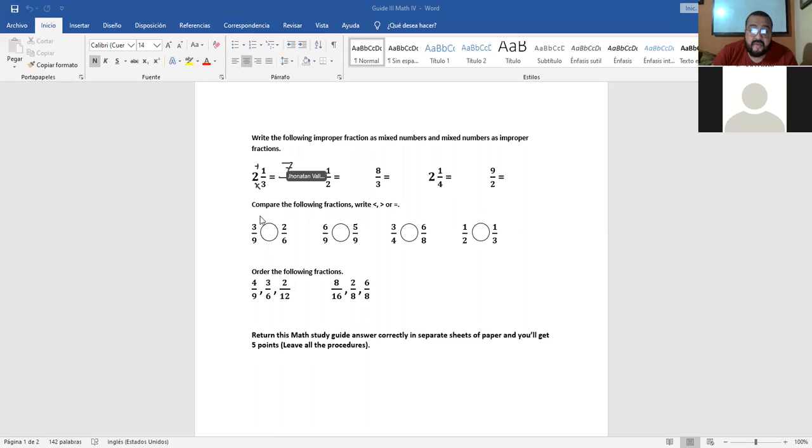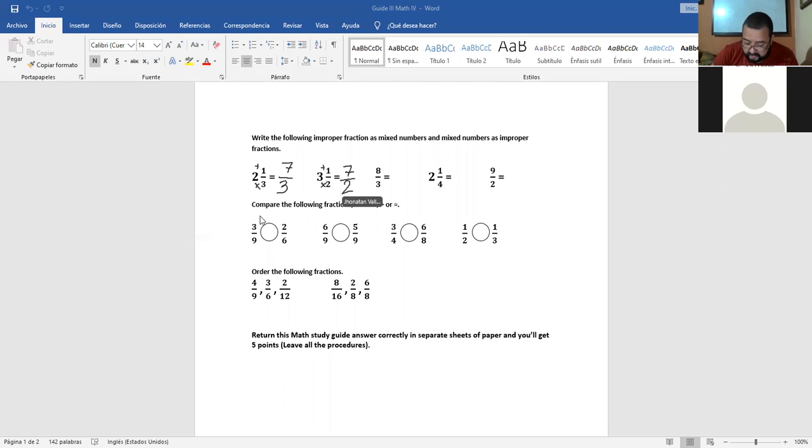You're going to put 7 in the numerator, and the denominator is going to be the same, in this case 3. So you're going to write 3 here. Let's do it again. In here, you're going to multiply 2 times 3, then plus 1. 2 times 3 equals 6, plus 1 equals 7. And the denominator here is going to be 2.